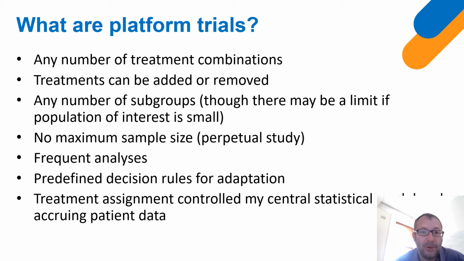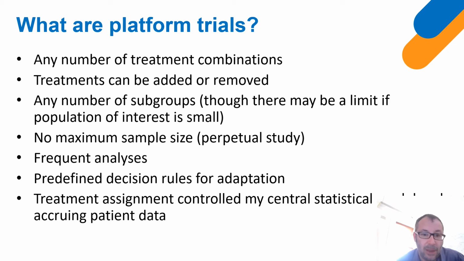So in a platform trial, any number of treatment combinations can be evaluated. Those treatments can be added or removed over time according to pre-specified rules. There can be a range of different subgroups of patient that are evaluated, although the ability to add subgroups does depend to an extent on the size of that subgroup. It's very hard to learn something about patient groups that are very small, as in any trial.